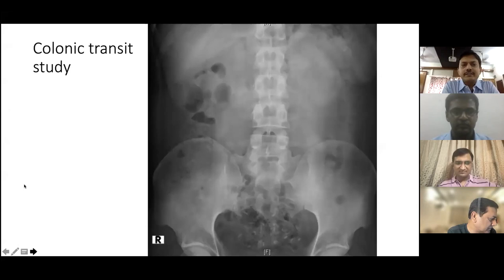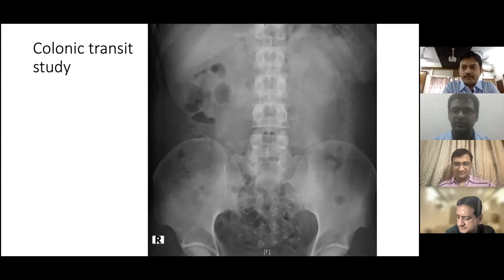Sridhar, can you put the slide for the transit study? Next one. Yeah. So John, this is the transit study picture, the X-ray at the end of the study. So how do you interpret this image? So in this transit study, we can see various radiopaque markers. However, predominantly they are concentrated in the rectosigmoid region, which is again suggestive of dyssynergic defecation. So that's again a very important point.